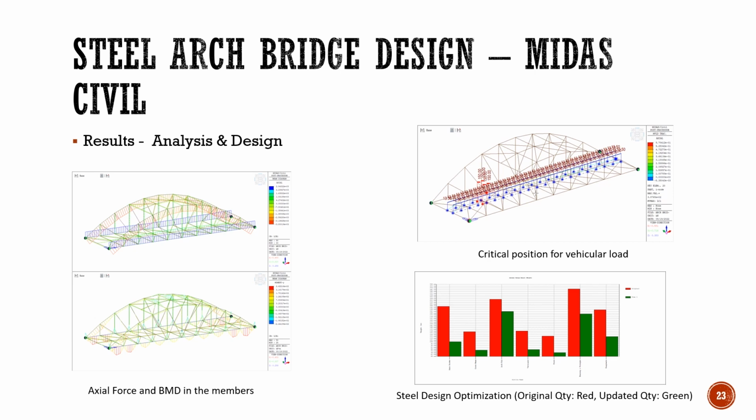So these are the results for a steel arch bridge. This is the axial force diagram at the top. Then we have our bending moment diagram for the steel truss bridge. This is from the global model, and we have this critical position for vehicular load at this location for this structure. Then this is the steel design optimization chart where the original quantity is compared with the updated quantity once the optimization design is done using the design tool of MIDAS Civil.